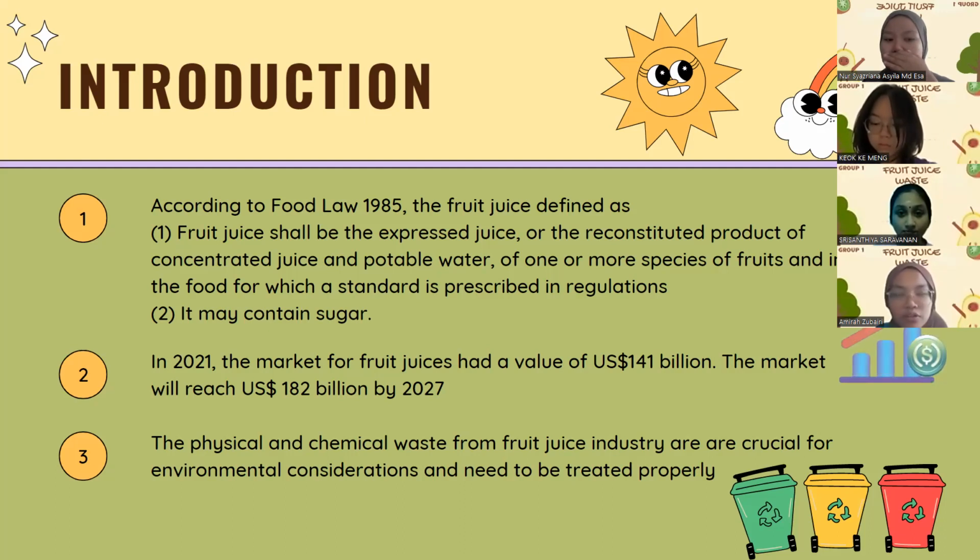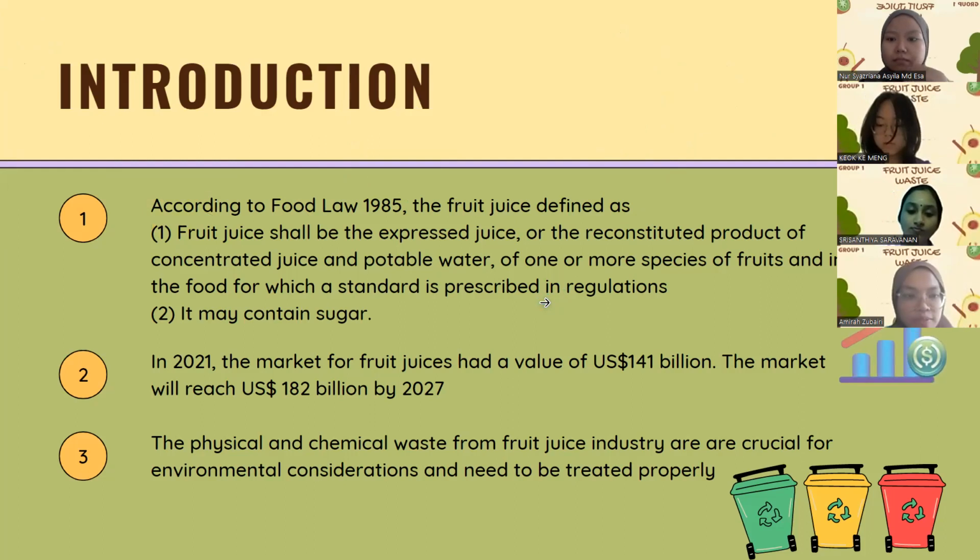However, the production of fruit juice just contribute to waste as the byproduct is about 20 to 80% of the whole fruit. So the waste that has been identified in fruit juice industry have two types, which is the physical and also the chemical waste. Both of these type of waste are important because they can affect the environment and need to be managed and treated properly. Okay, that's all from me. I'll pass to the next person.